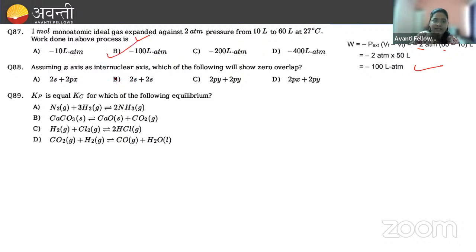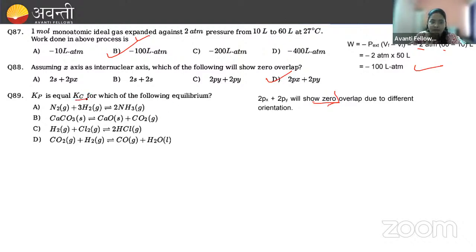Next, assuming the x-axis as the internuclear axis, which of the following will show zero overlap? 2s and 2px, 2s and 2s, 2py and 2py, 2px and 2py. So the answer will be: 2px and 2py will show zero overlap due to different orientations. These are our orbitals, right? So 2px and 2py will show zero overlap due to different orientation. That will be our correct answer.